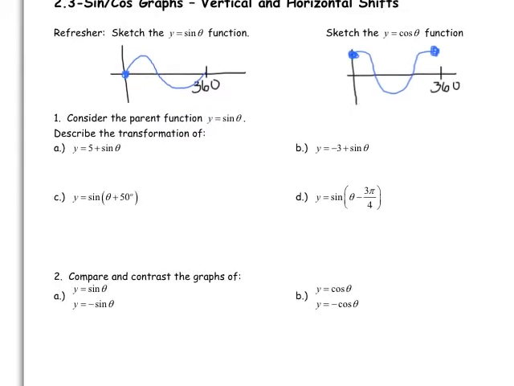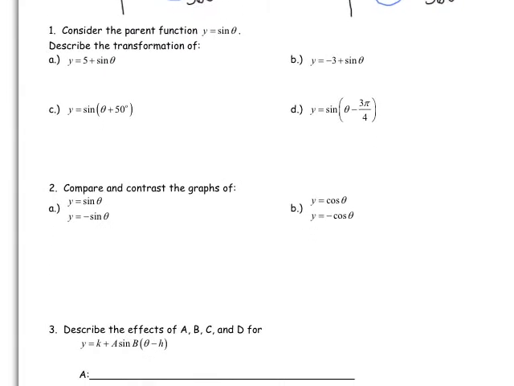Alright, so keep that in mind. So if we consider the parent function y equals sine theta, and then y equals 5 plus sine theta, what we're doing now is taking the sine theta function and transforming it with just one transformation. In A, all we're doing is 5 plus. Notice that 5 is a positive 5 and it's outside of the parentheses. So that's going to take sine theta and just move it up 5, because after you get that function, that y value is going to be 5 higher.